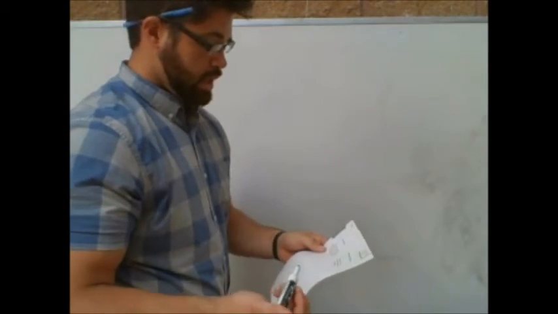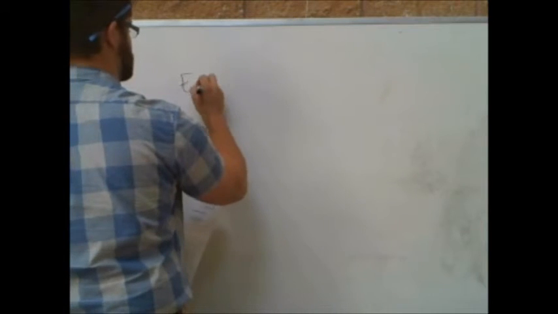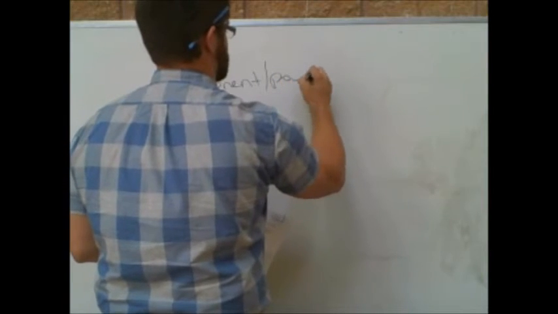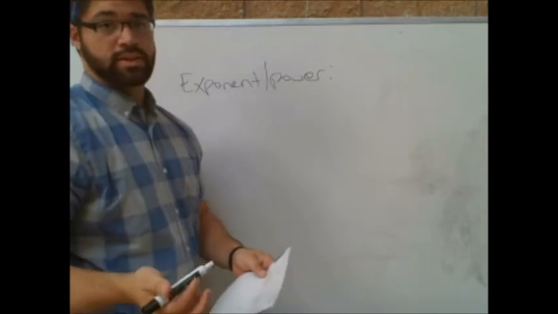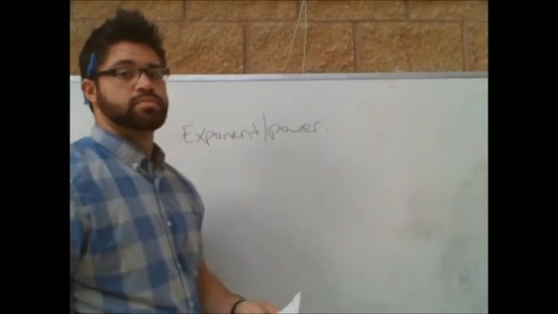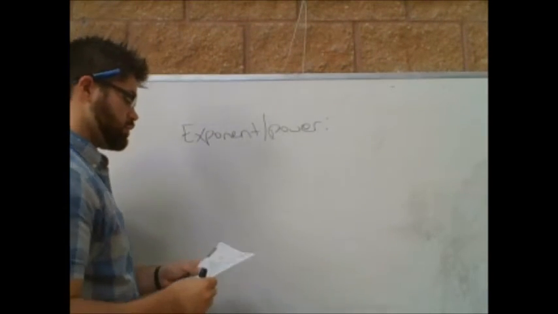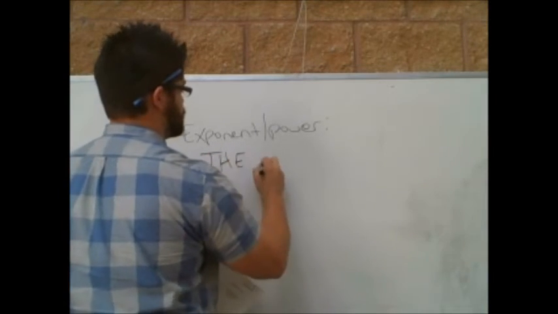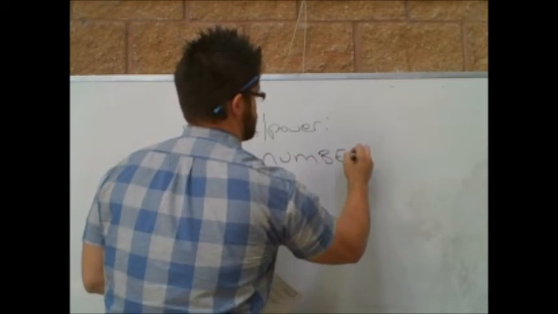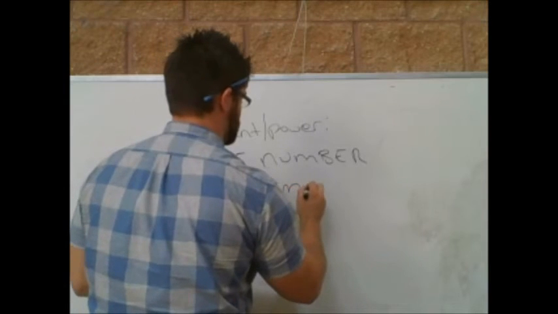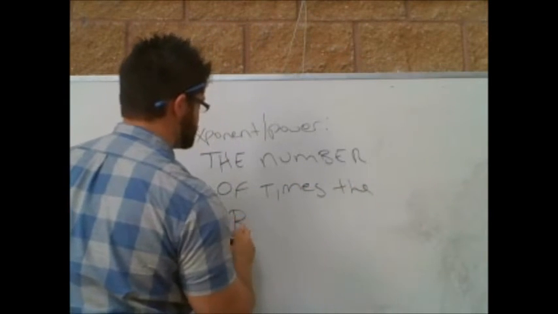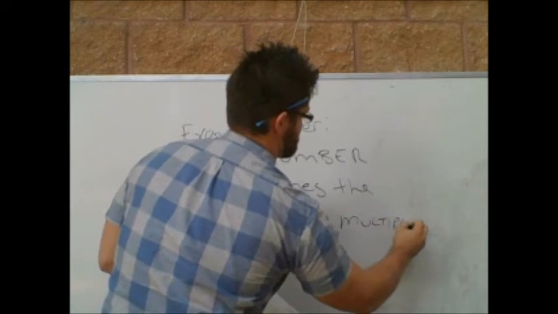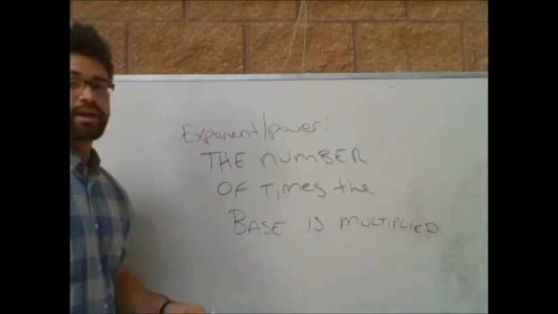The last term is going to be exponent or power. Okay, so these can be switched out. They can both be used for the same thing. So what that's going to be is the number of times the base is repeatedly multiplied. Okay, again, you can pause it here if you need to.